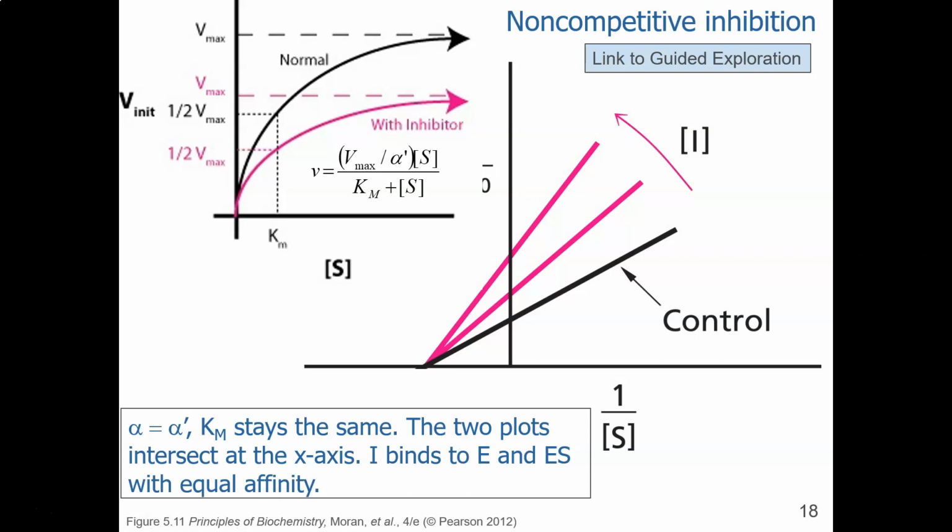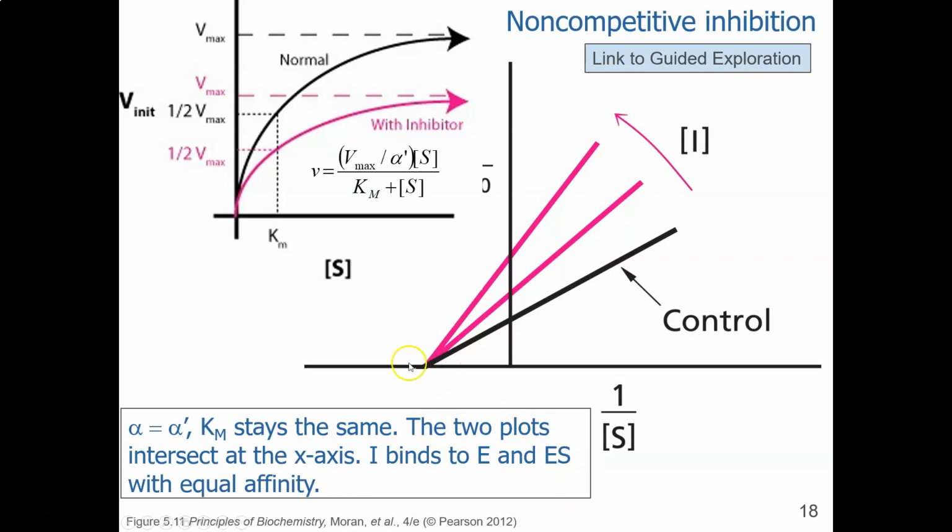Okay, so here is our last possibility. In non-competitive inhibition, the inhibitor can bind to either the enzyme or the enzyme substrate complex. Sometimes the inhibitor prefers the enzyme. Sometimes the inhibitor prefers the enzyme substrate complex. Sometimes it doesn't have a preference. The inhibitor binds to the enzyme and the enzyme substrate complex with equal affinity.